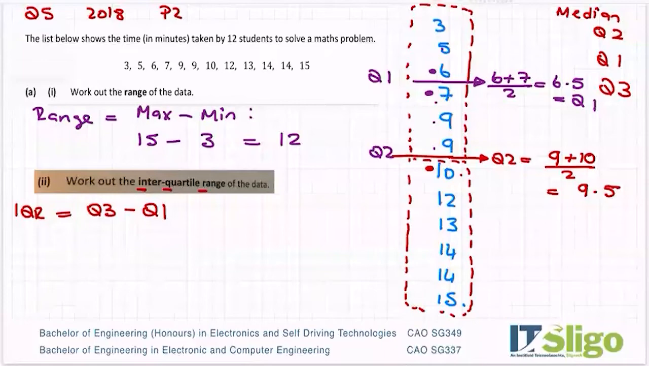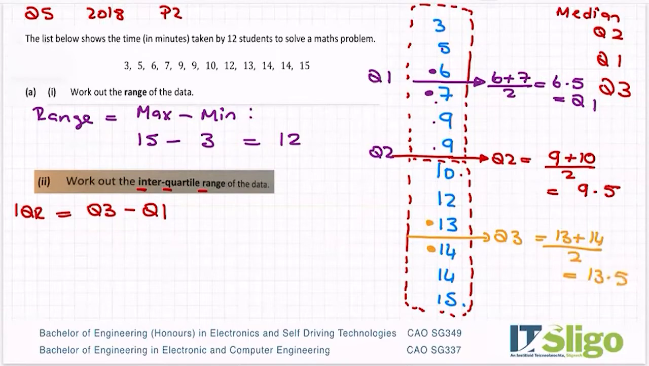So again, let's count down. 1, 2, 3. Let's count up. 1, 2, 3. And again, there's the value in the middle. So Q3, my third quarter, is equal to 13 plus 14 over 2. So it's equal to 13.5. Okay. So it takes just doing 1 or 2 of these to get your head around it.